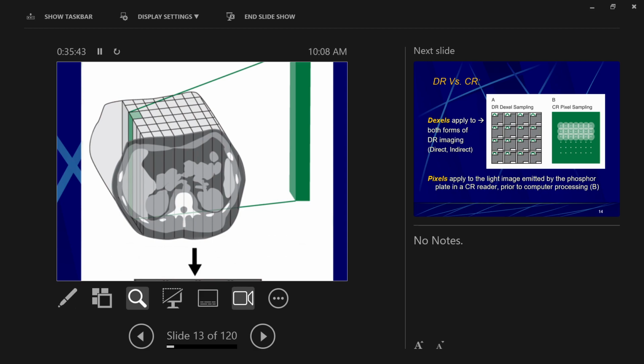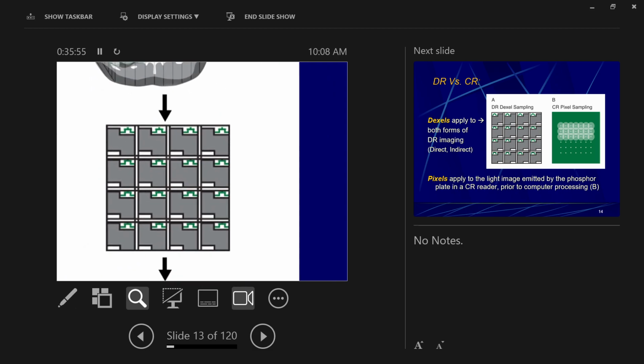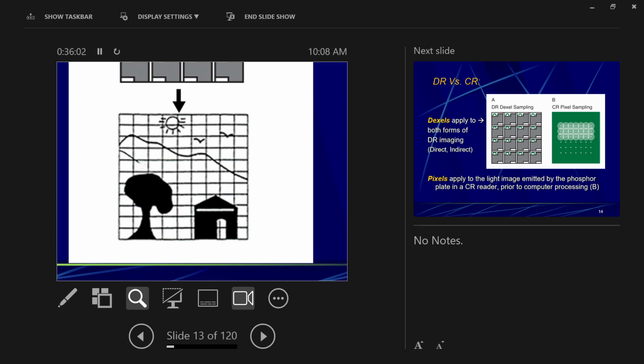The detector captures all the information about the volume element, the voxel of tissue. So a voxel of tissue is detected by one detector cell and is displayed as a single pixel on the screen. Okay, so there's voxel, there's dexel, there's pixel. Voxel is a piece of the patient that we're trying to look at. Dexel is how we're detecting it, and a pixel is how we're displaying it.